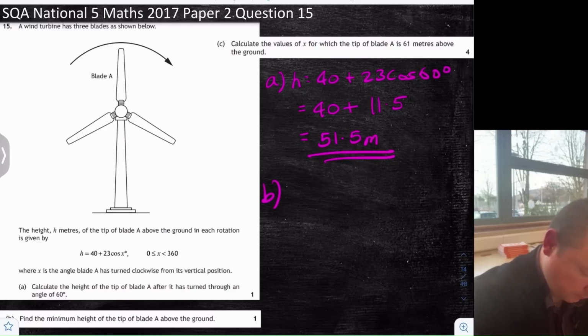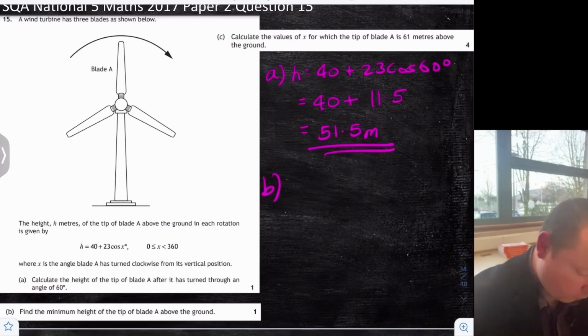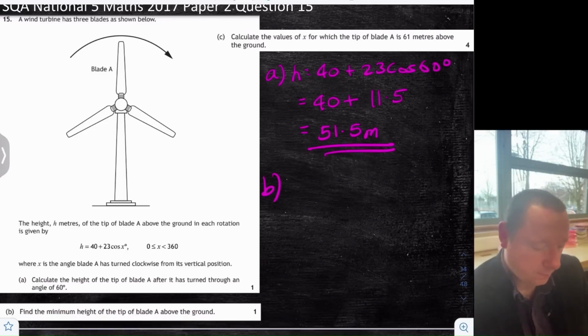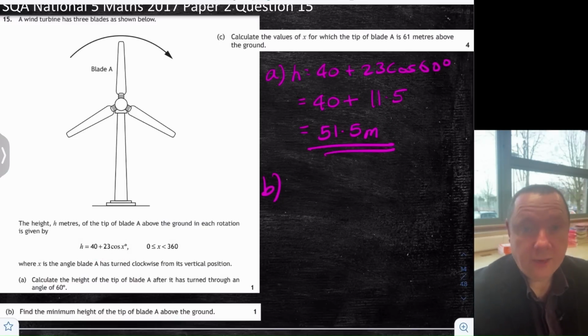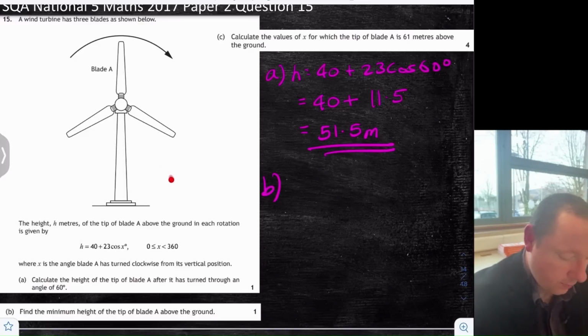Part B says the minimum height of the tip of the blade above the ground. Now this is a little bit tricky to think about, but we've got an equation here, 40 plus 23 cos x. Now if you think of a cos graph, you'll realise that the minimum the cos goes down to is minus 1. So it's really just asking you to realise that, and you've got h would then be 40 plus 23 times minus 1, so minus 23, which is equal to 17 metres.